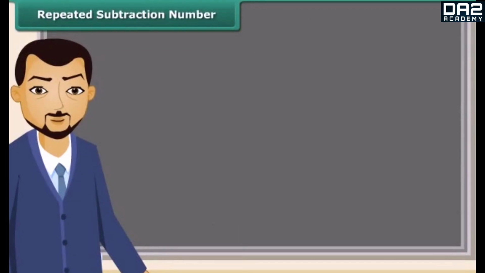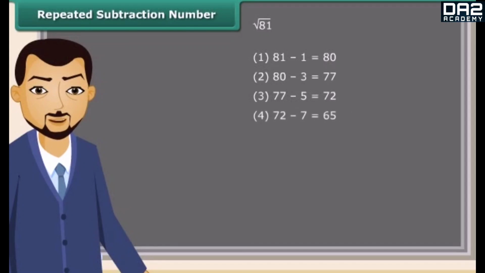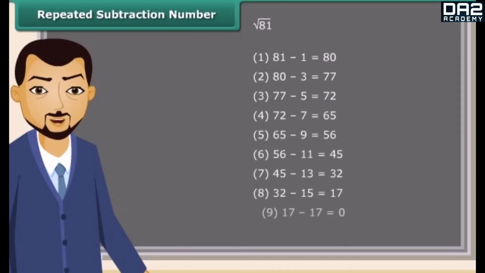We can find the square root of a given number using the repeated subtraction method. It is really easy. Consider the square root of 81. Just subtract successive odd numbers from 81, starting from 1, till the difference becomes 0. You have noticed it took 9 steps to get the difference as 0. Therefore, the square root of 81 is 9.